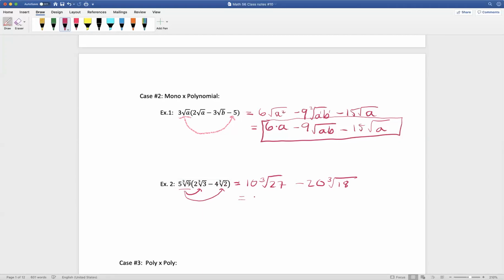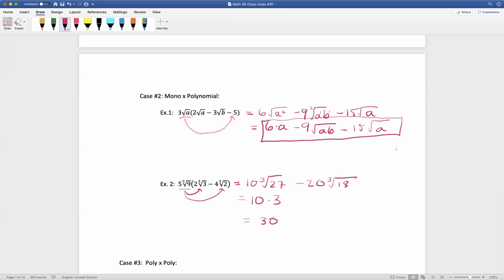So 10 times the cube root of 27, well, the cube root of 27 is 3. That's the same thing as saying 10 times 3. Remember, the cube root of 27 is 3 because 3 times 3 times 3 gives us 27. So that gives us 30. Simplifying the cube root of 18.